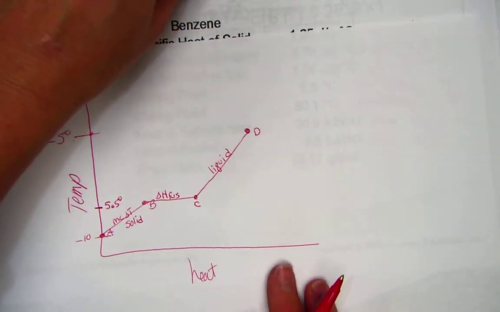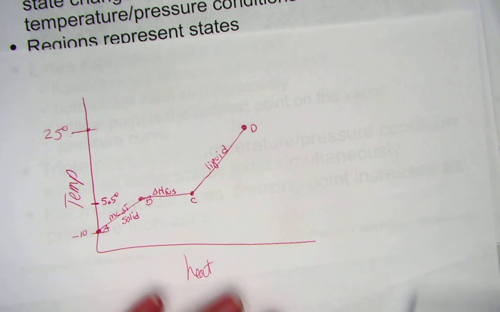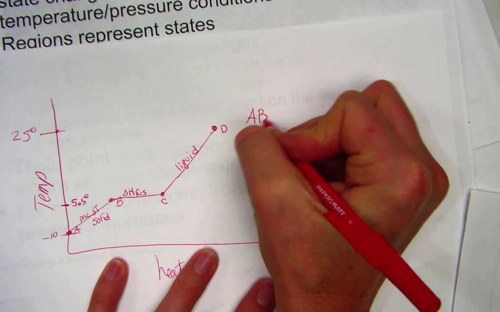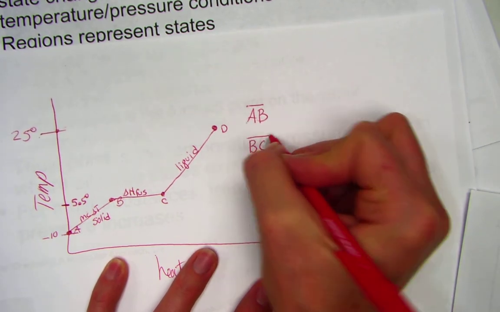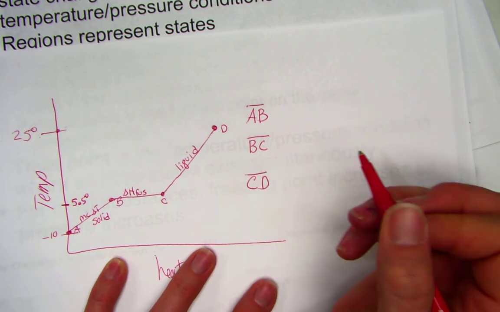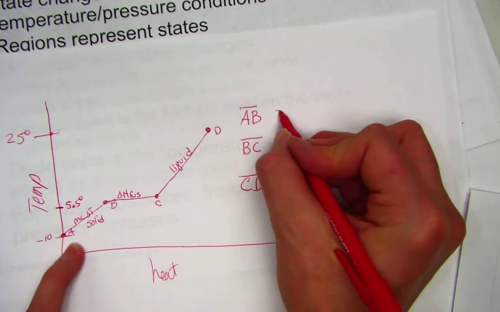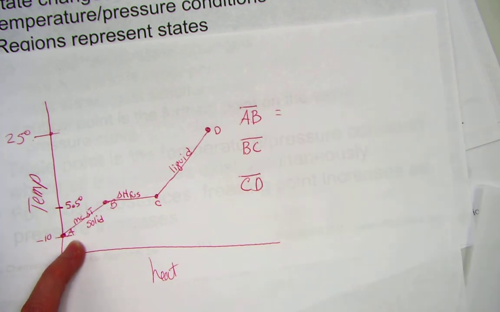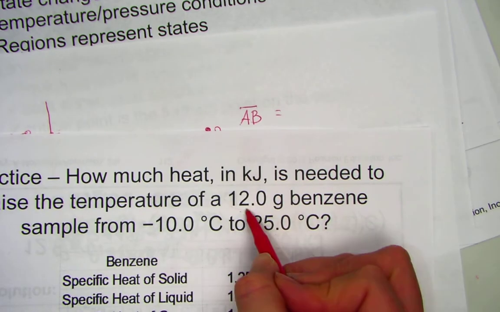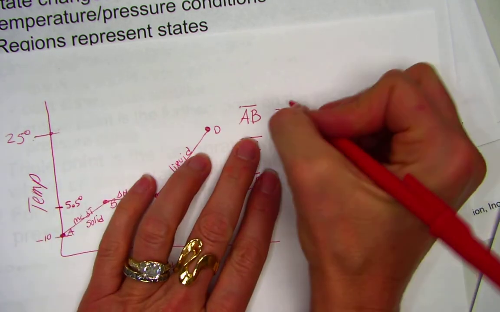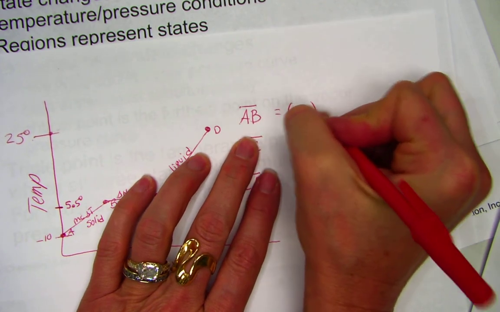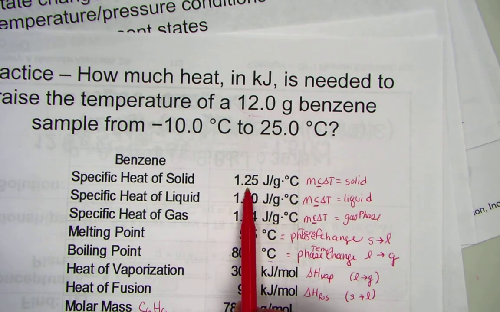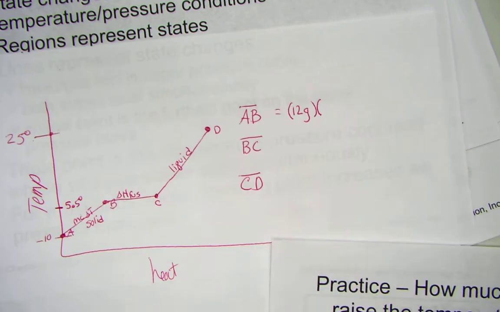So I'm going to continue. I'm going to put this slide to the side because it has my values, but I'll do my algebra here on this separate sheet of paper. We have a line segment AB, a line segment BC, and a line segment CD. Since we're changing temperature, Q is an MC delta T problem, so M times C times delta T. The mass they gave us is 12 grams, so there's the M for the MC delta T. 12 grams of benzene. The specific heat of a solid, 1.25 joules per gram Celsius.